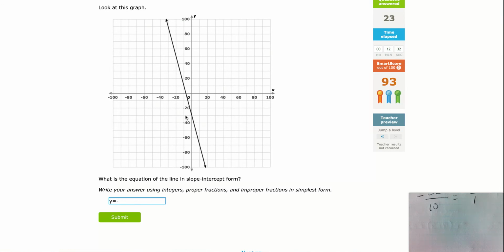I'm going downhill. I went from a negative 30 up to 10. So negative 30 to 10 is 40. And then I went over 0 to 10, 10. So that reduces to 4 over 1. And again, it was a negative slope. So negative 4x crossed at negative 30, negative 30.